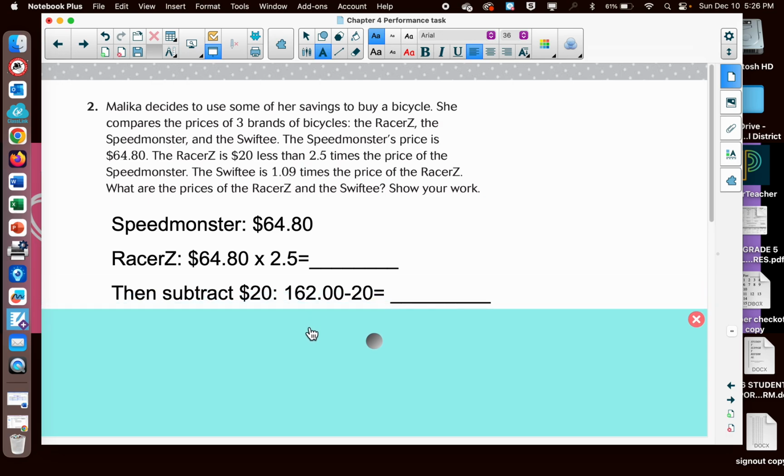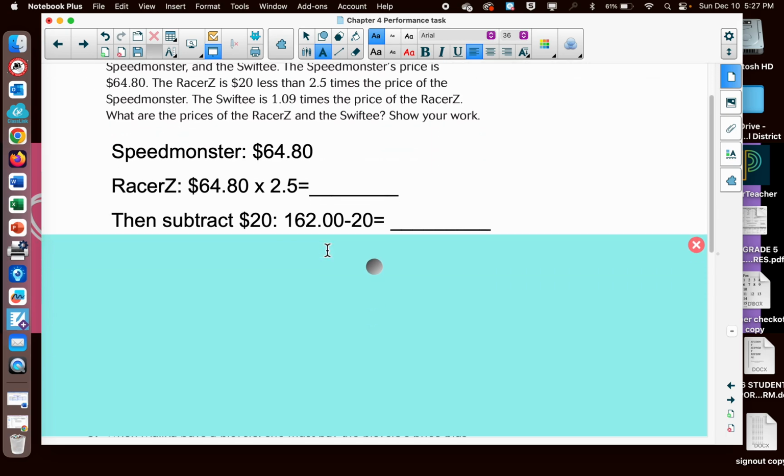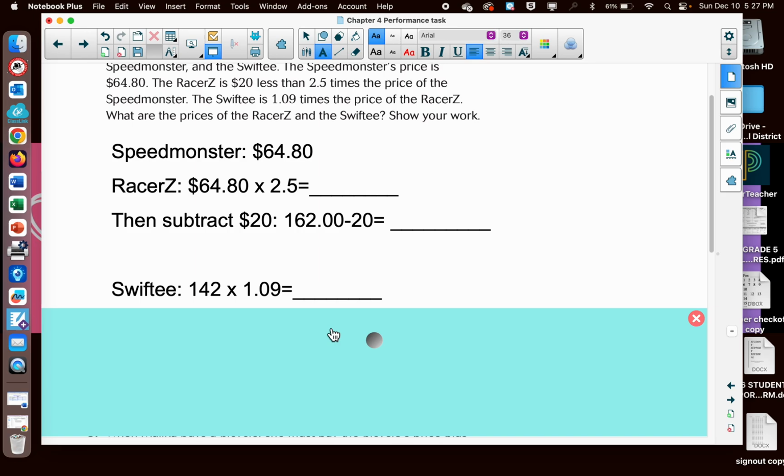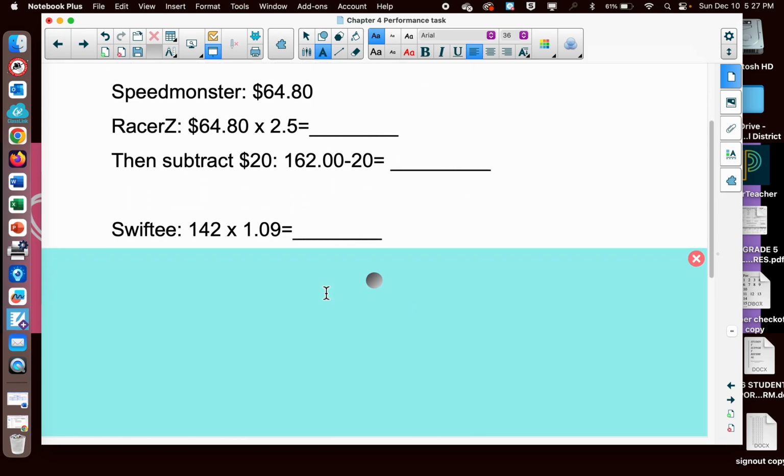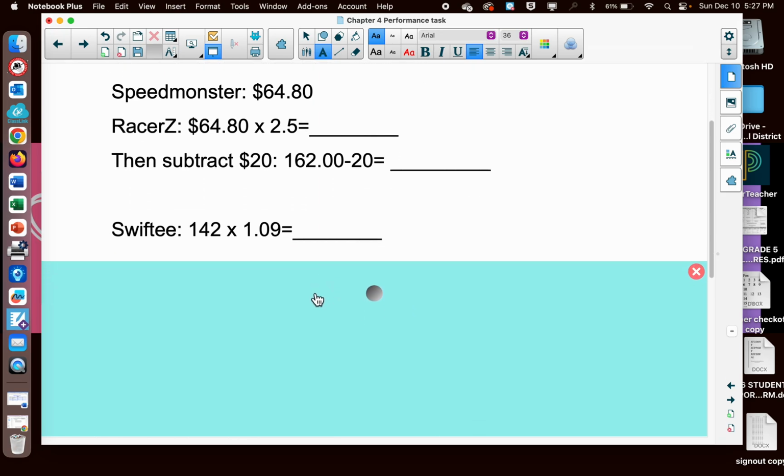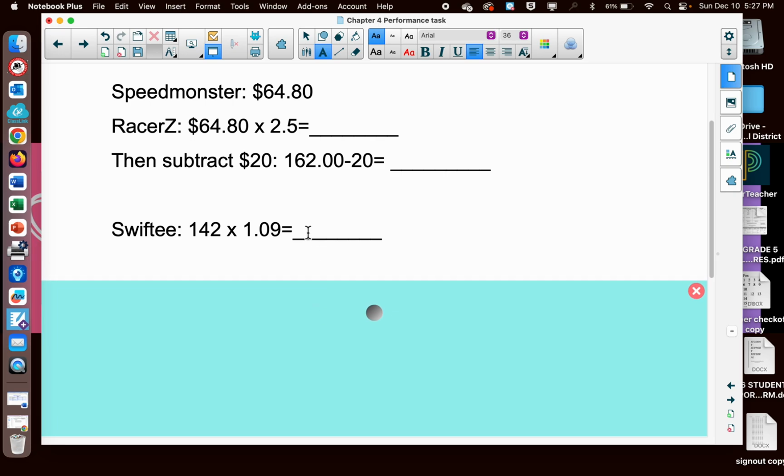Once you do that, you should subtract 20. So you should have got $162 minus 20. And then you will find out how much money the Racer Z cost. You should have found out that the Racer Z was $142. And now we're going to use that amount and multiply it by 1 and 9/100 to find out the price of the Swifty. So in your calculator, 142 times 1.09 to get the final price of the Swifty.